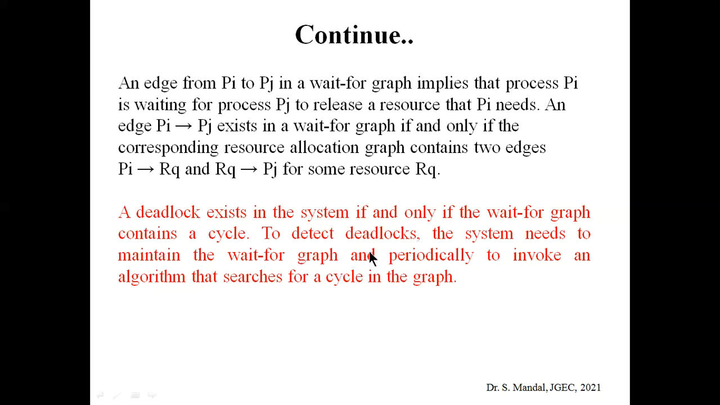So how can I detect the deadlock? A deadlock exists in the system if and only if it can be proved, and the proof is out of the scope of your syllabus. But it can be stated that a deadlock exists in the system if and only if the wait-for graph contains a cycle. So to detect deadlocks, the system needs to maintain the wait-for graph and periodically invoke an algorithm that searches for a cycle in that graph.